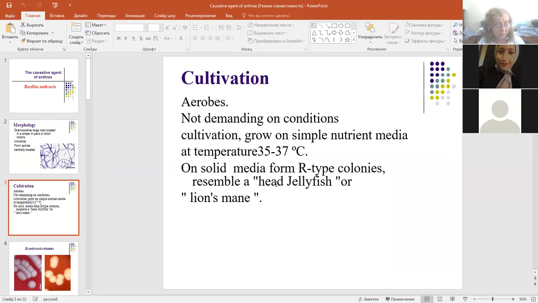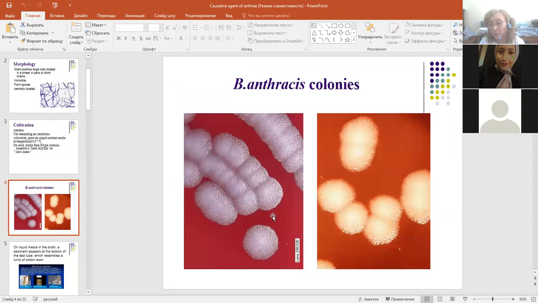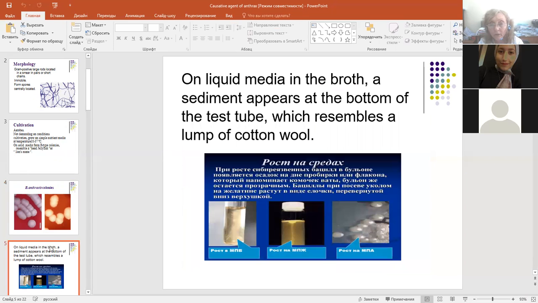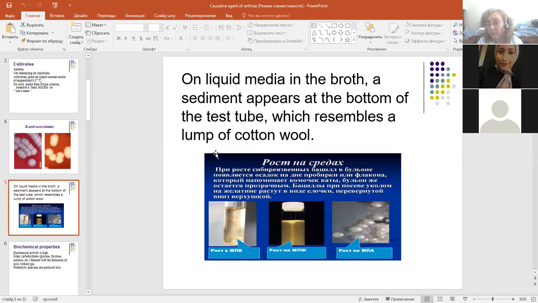Cultivation: aerobes. So they are cultivated in the presence of O2, and they grow on simple nutrient media at a temperature of 35-37 degrees Celsius. They develop R-type colonies, named head of jellyfish or lion's mane. Here is a picture of Bacillus anthracis colonies. Really, they don't need blood agar. There is a photo of colonies on blood agar. Blood agar is used for identification of these bacteria because they have no hemolysins. After pure culture isolation, they are inoculated on blood agar, and we have to see that they don't develop hemolysins. They do not destroy red blood cells. On liquid media, in the broth, sediment appears at the bottom of test tubes, looking like particles of cotton.